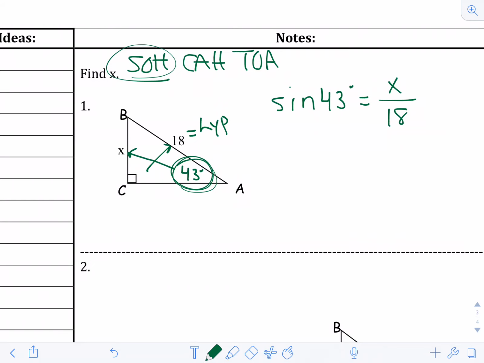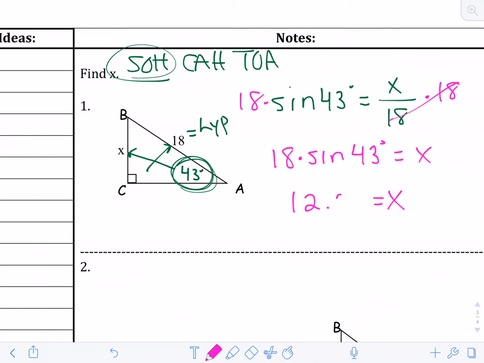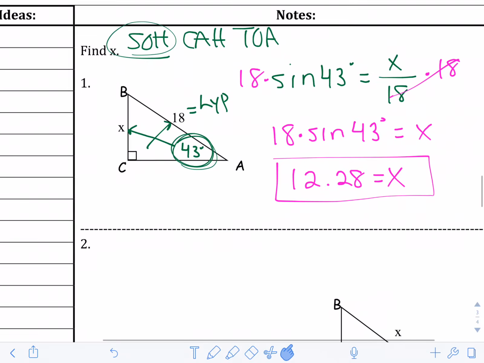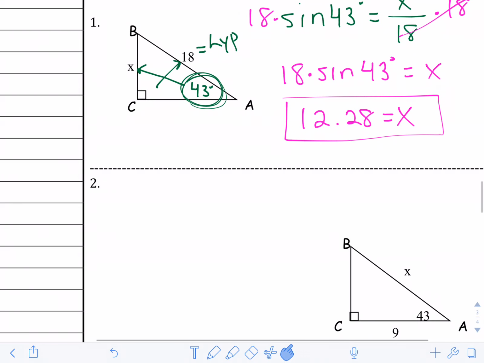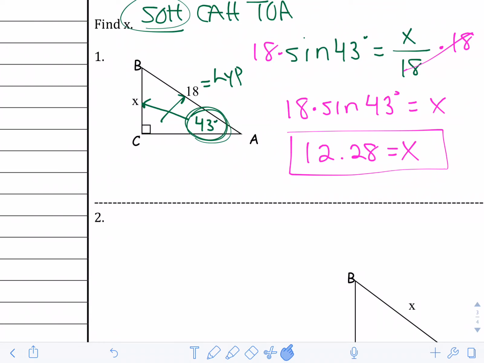So now we're going to have to solve for x, which means you're going to multiply both sides by this 18. So that gets rid of those 18. So we have 18 times the sine of 43 degrees is equal to x. Okay, so make sure your calculator is in degree mode. If it's not in degree mode, you're going to get the wrong answers. So type in 18 sine 43, hit enter, and when you hit enter, you should get 12.28. If you did not, go back and make sure that your calculator is in degree mode. And that's the mode key right beside second. Okay, so that is the length then of BC.